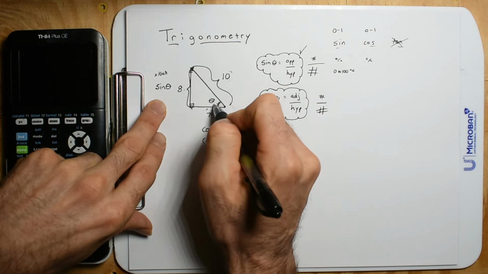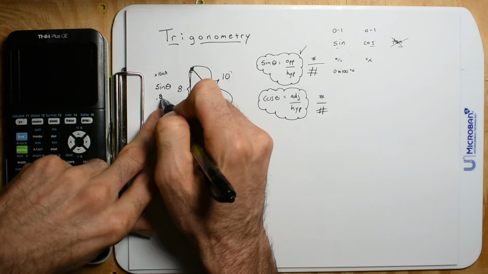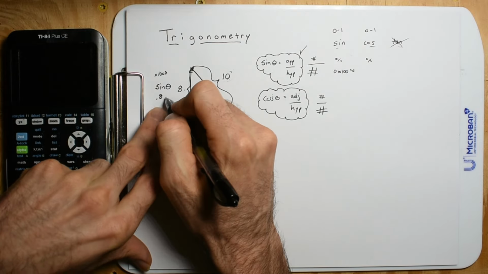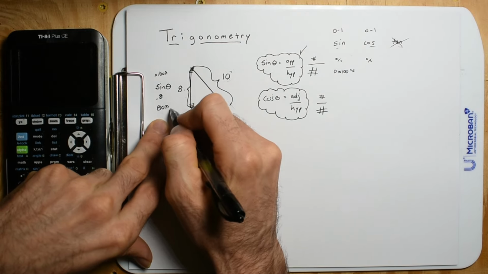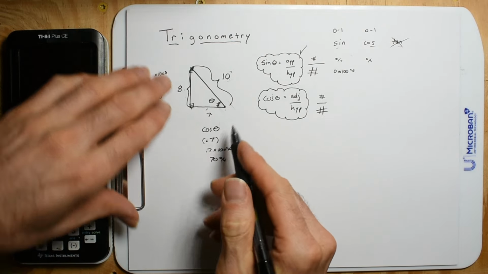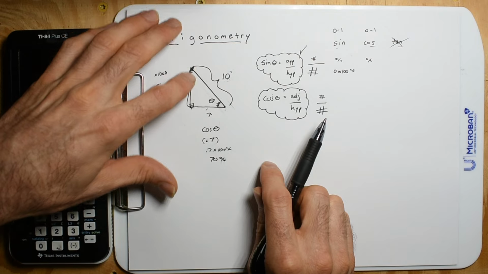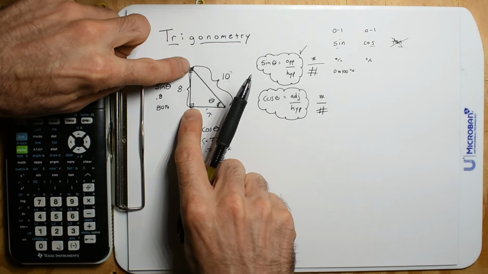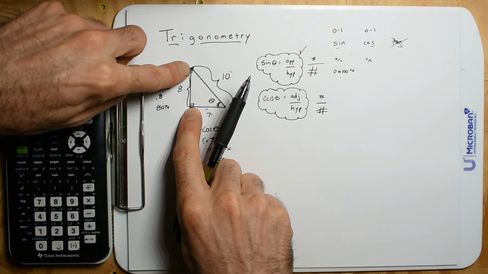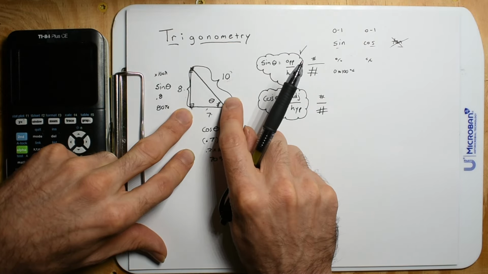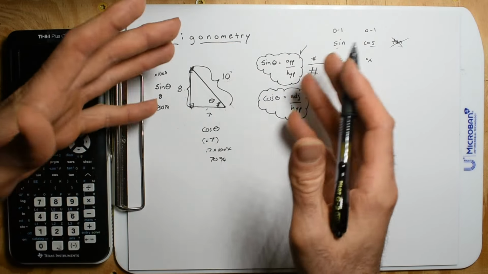So the sine of this angle would be 0.8. That's the representation of a number between 0 and 1. Times 100 is going to be 80%. And that's going to tell you basically that component. We know that this side always has to be less than the hypotenuse. If you have a triangle.